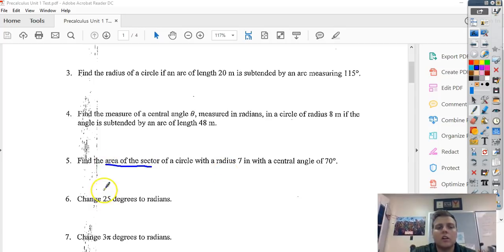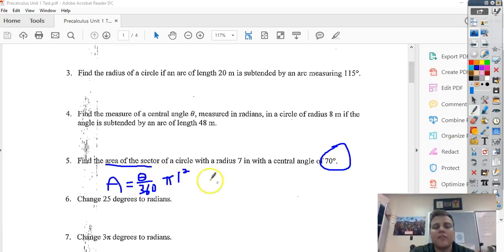So that means I want to use A equals. It gives me the angle in degrees, so I need to use the formula theta over 360 degrees times pi r squared. They want me to find A, so I'm going to say A equals again because I don't know what A is equal to: 70 over 360 degrees times pi times 7 squared.